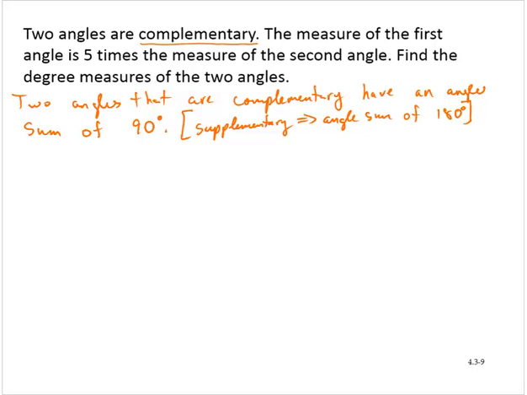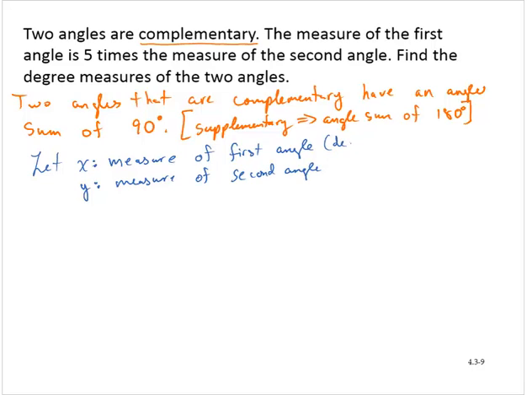All right, so we have complementary angles. We're trying to find the degree measures of the two angles. I'm going to introduce some variables. I'm going to say let x represent the measure of the first angle, and I'm going to let y represent the measure of the second angle. And these will both be in degrees.